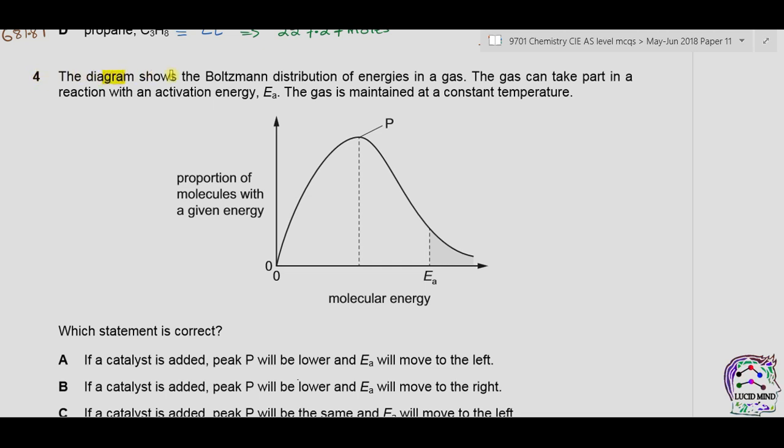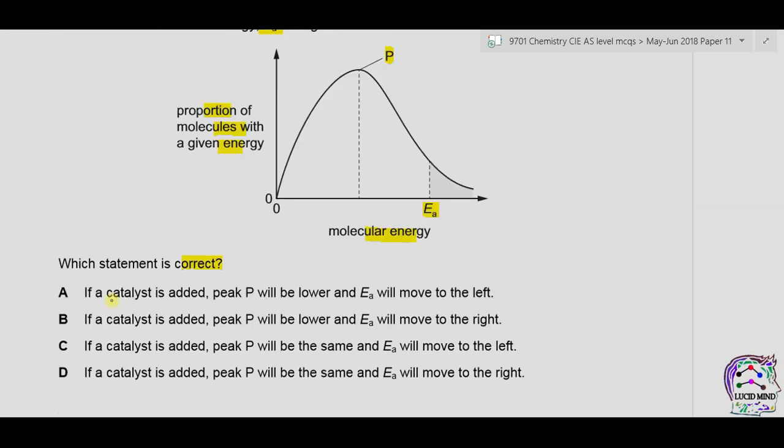Question 4. The diagram shows the Boltzmann distribution of energies in a gas. The gas can take part in a reaction with an activation energy EA. The gas is maintained at constant temperature. Which statement is correct? This is the diagram. On the y-axis we have molecules with a given energy, and on the x-axis we have molecular energy, and this is the activation energy that is given. In all of the options given we have a catalyst being added.